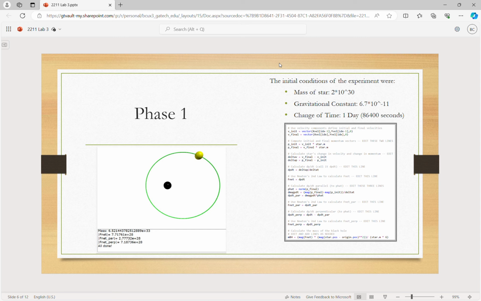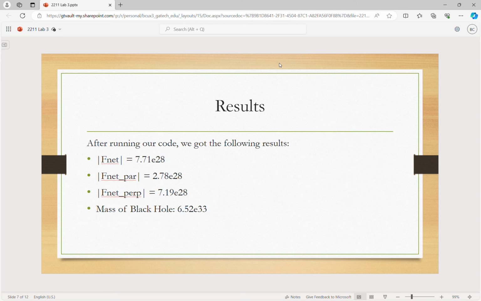Phase 1, some of our code right here. The initial conditions of the experiment were the mass of the star, the gravitational constant, and the change of time. You can see some of our code right here, especially the last 4 lines, showing how we got F net parallel, F net perpendicular, and the mass of the black hole, which is the last line. You can see some of the results we got from our code. After running the code, we got the results: the F net parallel, F net perpendicular, and then the mass of the black hole, 6.52 e to the 33rd.